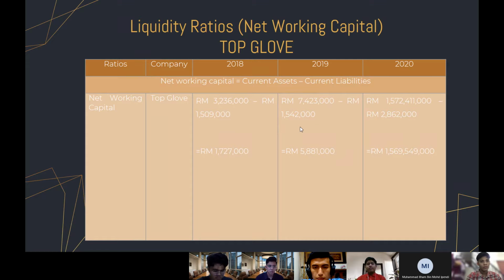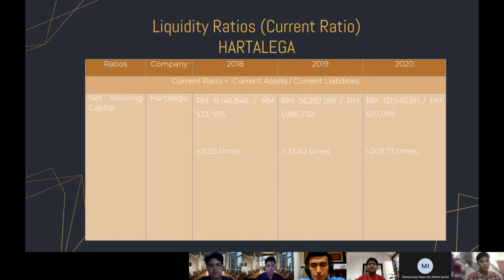For Top Glove, the comment is kind of the same. For 2018, 2019 and 2020, the amount is positive. That means the company also has enough current asset to settle its current liability, and they still have money left. Next is the current ratio. For the current ratio, the formula is current asset divided by current liability. Same as net working capital, the information we use is group information and can be obtained from the financial statement.